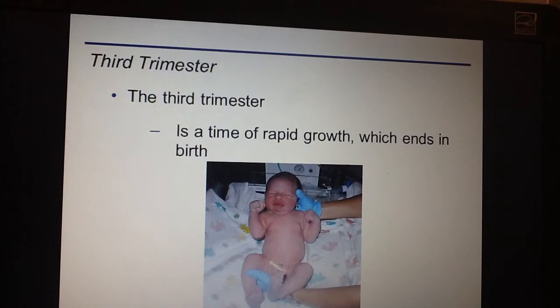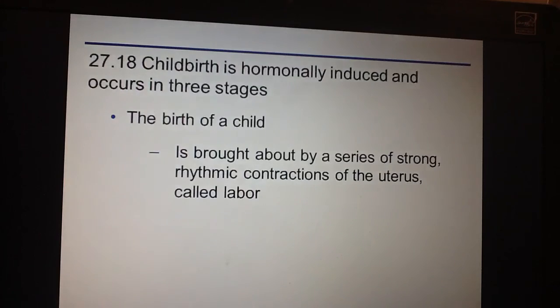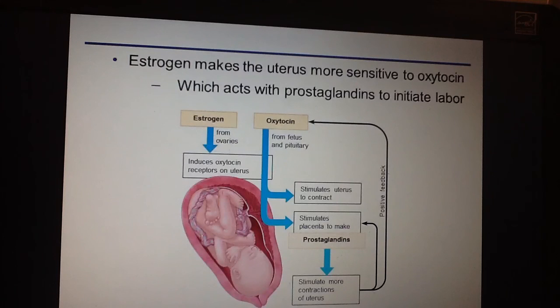By the third trimester, this is when the baby just gets bigger and fatter and then ultimately comes out through birth. Childbirth is hormonally controlled, and it is brought on through muscle contractions of the uterus, which is what we call labor. One of the major hormones that allows labor to occur is estrogen. The ovaries release estrogen, which then induces oxytocin in the uterus. Oxytocin stimulates the uterus to contract, so it actually causes the uterus to squeeze.